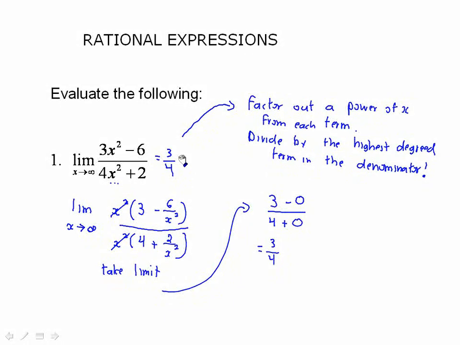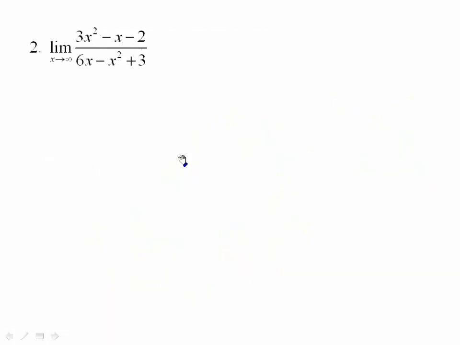That's the method. Let's take a look at another one. The only thing that's different with this one is that the denominator is not in descending order. But we can do it a little bit more quickly. What I would advise you to do for this problem is, instead of actually factoring and then dividing, divide each term by x squared.